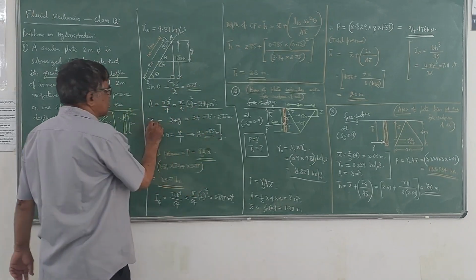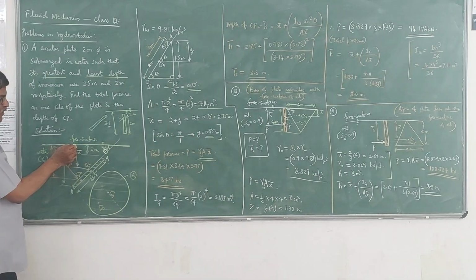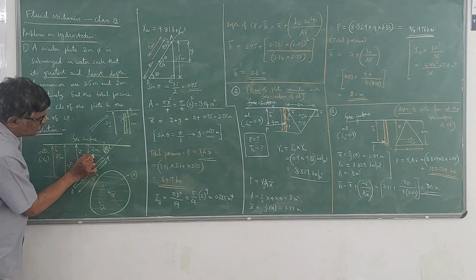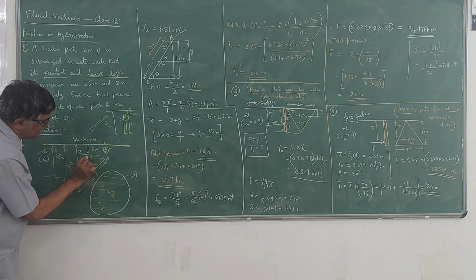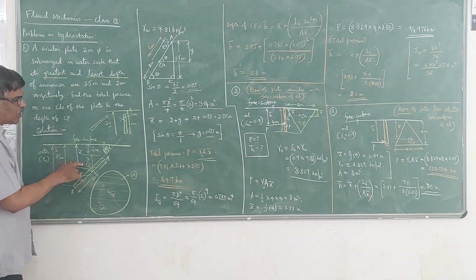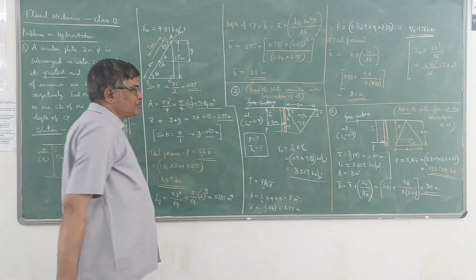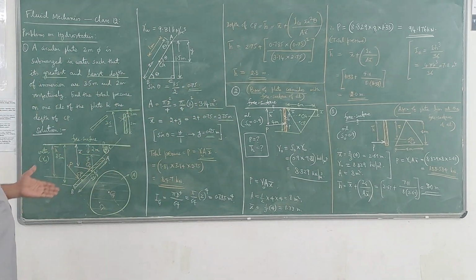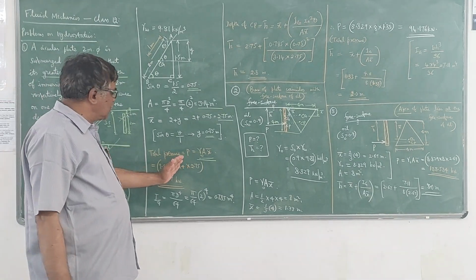So now x bar should be measured from the free surface. From here to here it is 2 meter. From here to here, this is y I have taken, and this y we have found as 0.75. So 2 plus 0.75, 2.75 is the value of x bar. Now once you get that x bar, you can just substitute the value in this formula. You will get the total pressure.